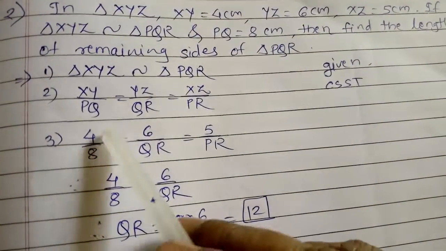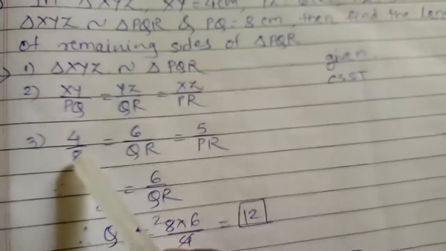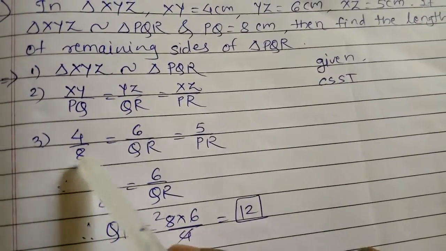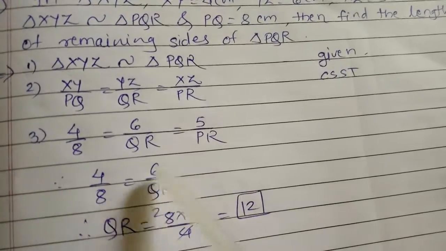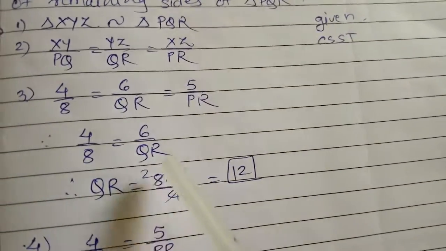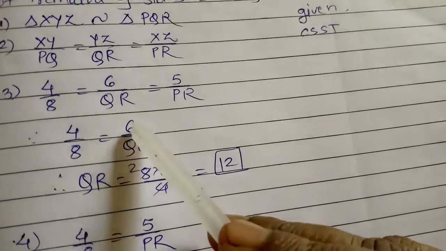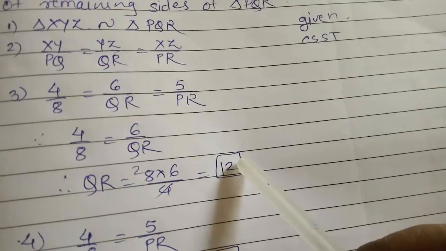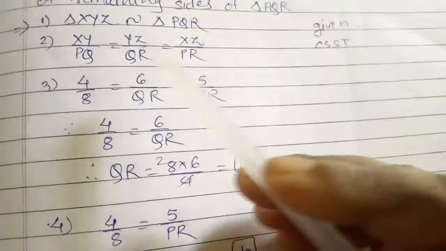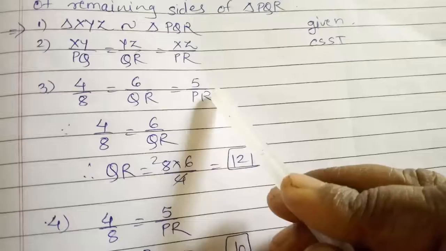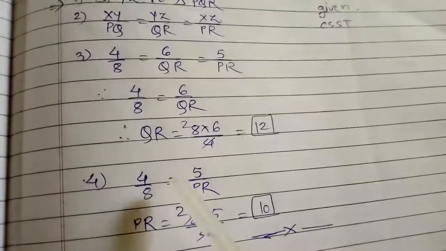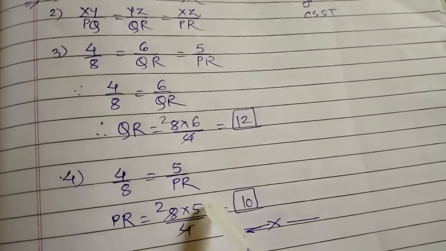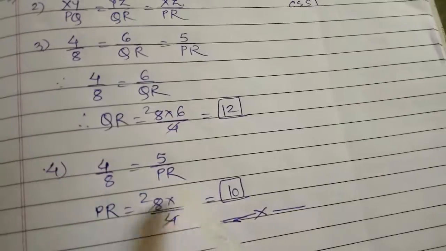Now see, in the first ratio we are given both the values, so we have to compare this with the second ratio as well as the third ratio. So we are going to write down the first two ratios. 4/8 is equal to 6 upon QR. Now we are taking the cross, so 8 into 6 upon 4. By solving it we get 12. Now we compare this first ratio with the third one to find out the value of PR. So 4/8 is equal to 5 upon PR. Now taking cross, so 8 into 5 upon 4. 4 2s are 8, so 5 2s are 10.